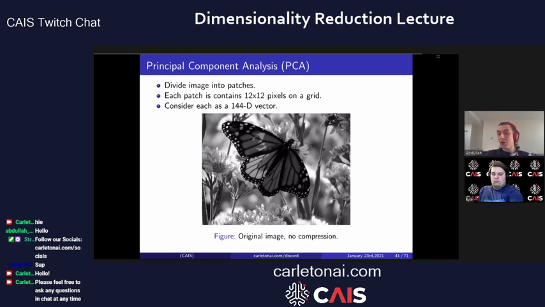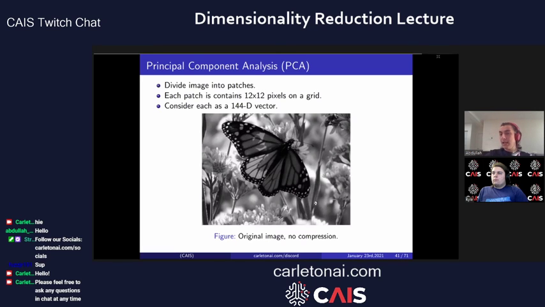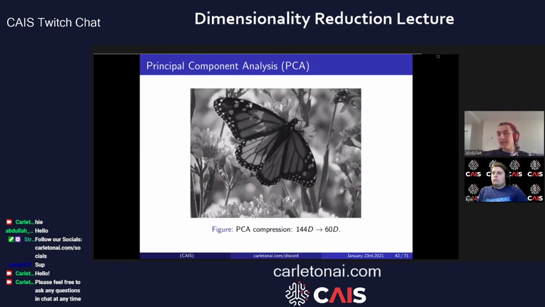So if this is the original image where we're not doing any compression, and you divide it into the aforementioned patches, and then you compress the data from having each patch represented by 144 dimensions to 60, you will have this new image. And as you can see, the difference is not that big. You can see a difference in the contrast, but it's still a very good image. And you reduce the dimensionality by over half.